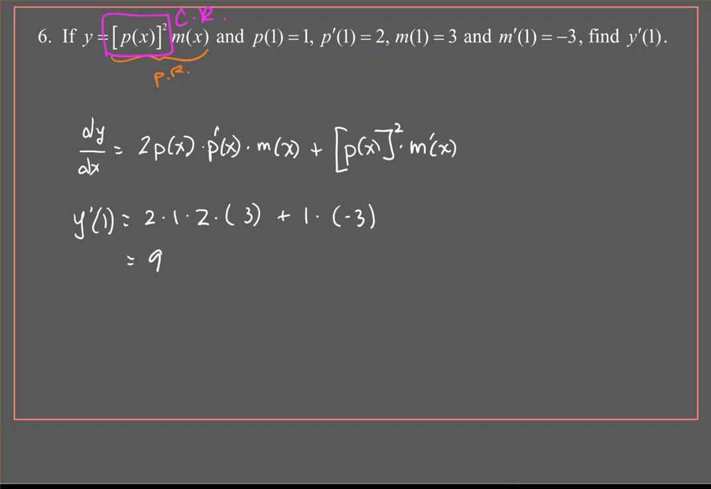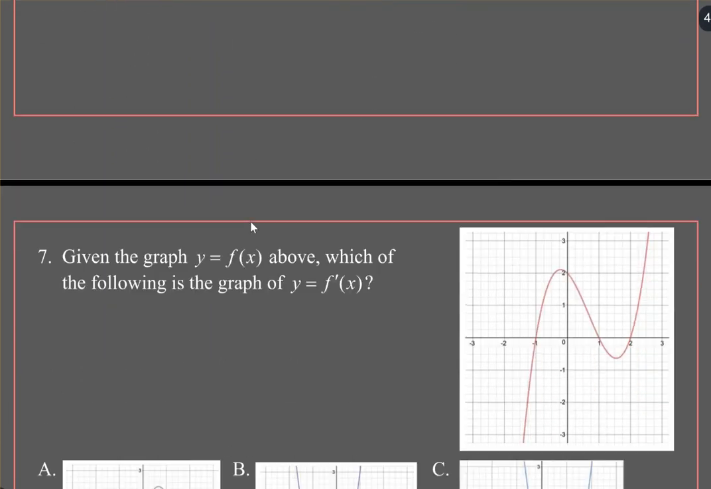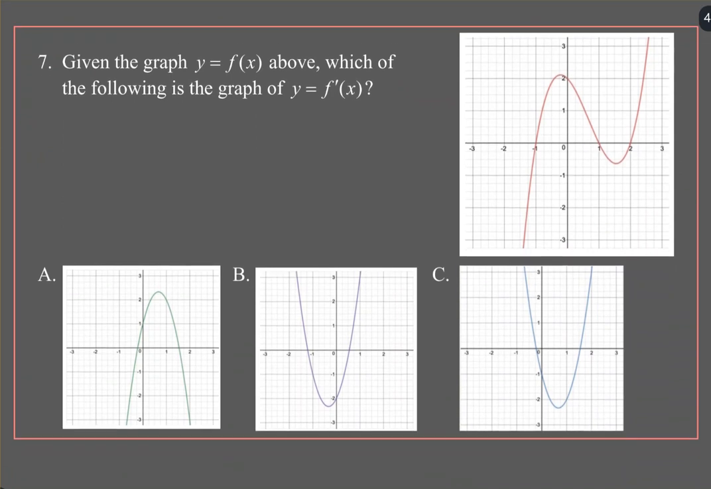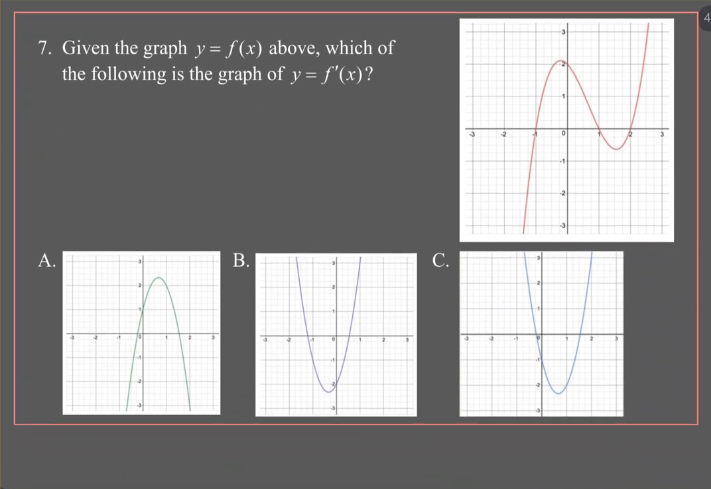So I might say in this one, it's a chain rule inside of a product rule, or it's a product rule inside of a chain rule, right? Something like that, as I'm going through all my problems. All right, given the graph of f of x above, which of the following is the graph of f prime of x? So the first thing I'm going to do is figure out the zeros.